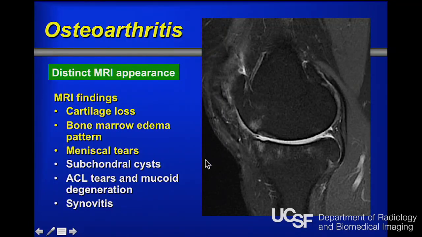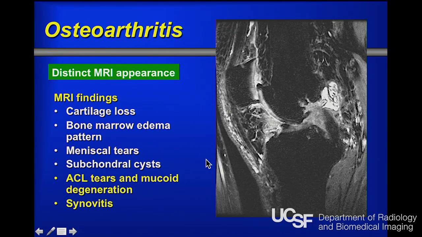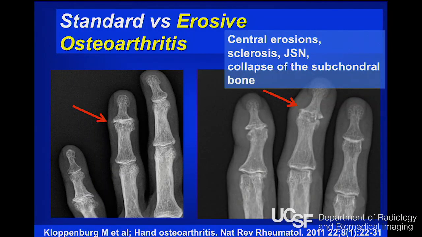You may also have subchondral cysts, and keep in mind, degenerative disease can also affect the ligaments. So you may have ACL tears, which are degenerative. You may have mucoid degeneration. And again, look at this, you have quite substantial amounts of synovitis in this joint, and that is just simply osteoarthritis.